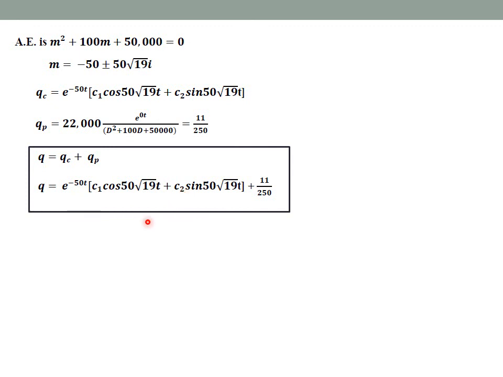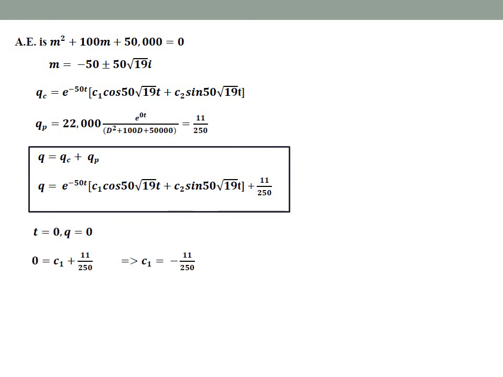Initially at time t is equal to 0, my current is 0 as well as the charge is 0. That is the condition they had given me in the question. Read the question carefully, you will get it. Okay, so for that I require current as well as charge. Charge means Q, that is already there. But do you know what is current? No. Current means what? Differentiation of charge, correct? dq by dt.